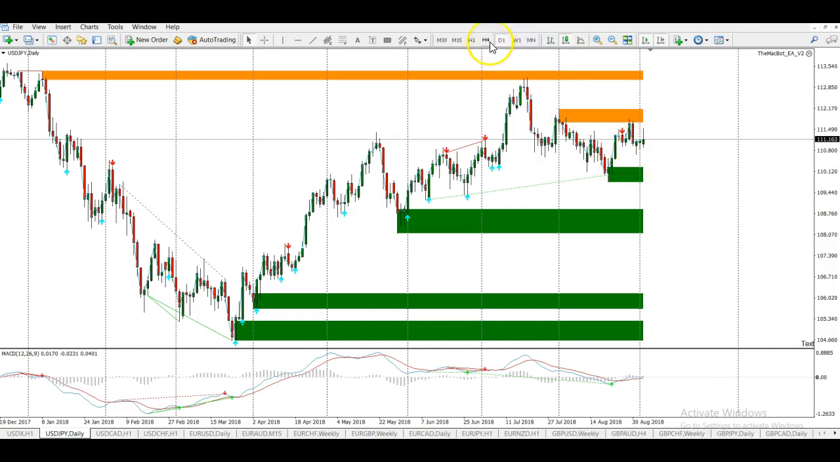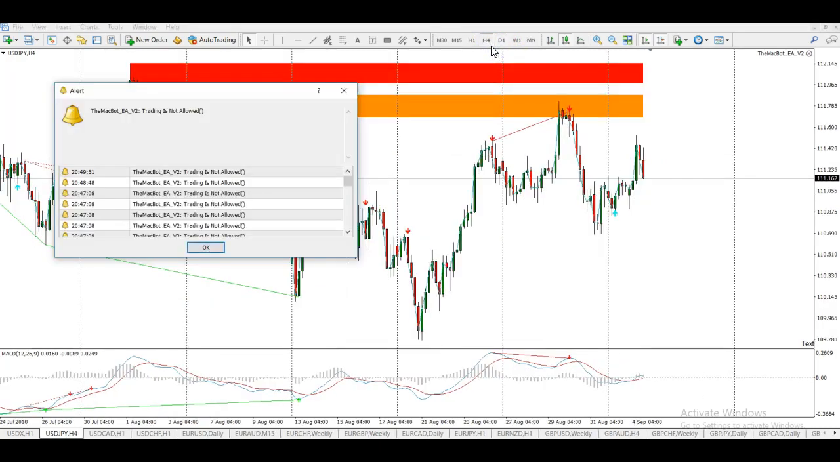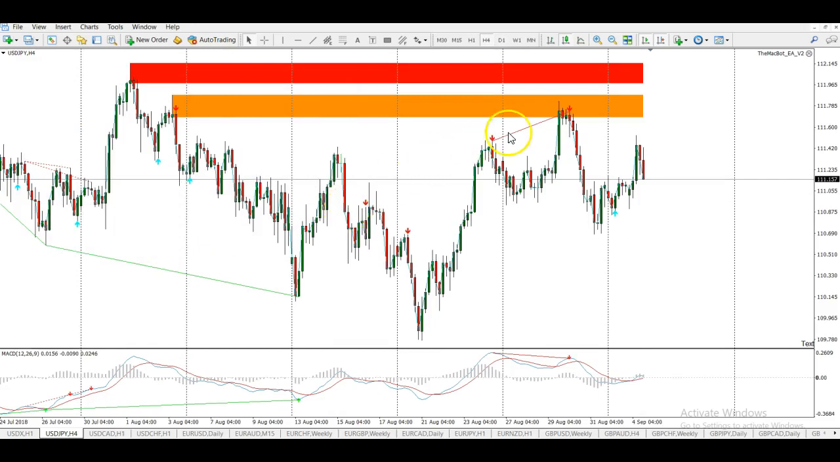Last week we actually got a nice trade up there of a 4-hour signal. The MacBot would have entered that. Now, last week I actually wasn't trading. It was the end of the month, and I wasn't really trading during August, because it's really not a good month to be trading.